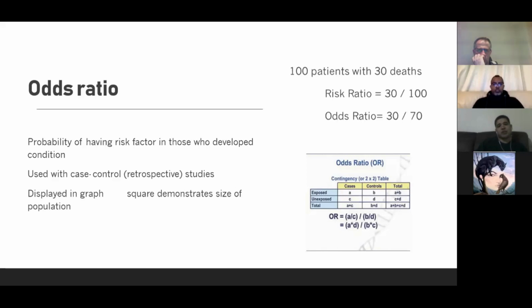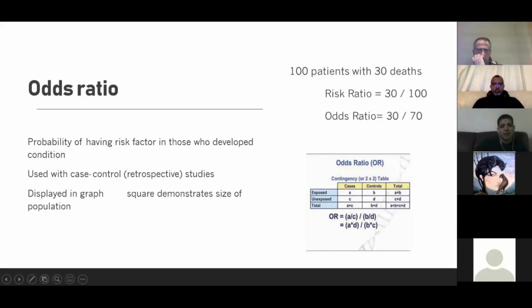The risk ratio is 30 out of 100, so 30%. The odds ratio, no. So you will take the 30 from the 100, it will be 70, and you will divide the 30 by the 70. That is the odds ratio. Okay, so remember this example about smoking and lung cancer, and 30 and 100, and how to remember the odds ratio.